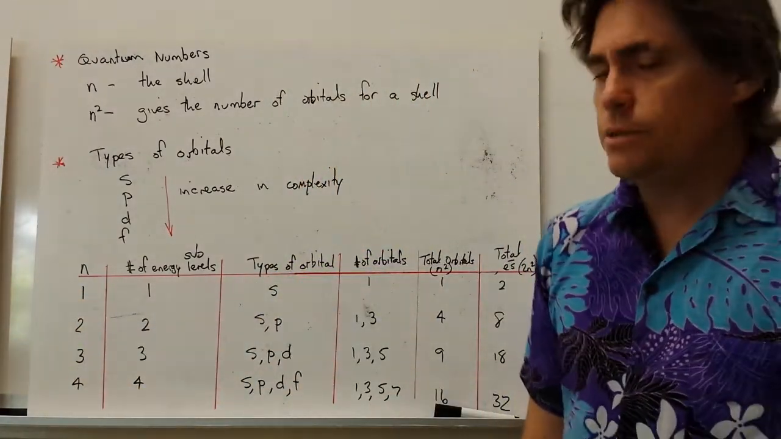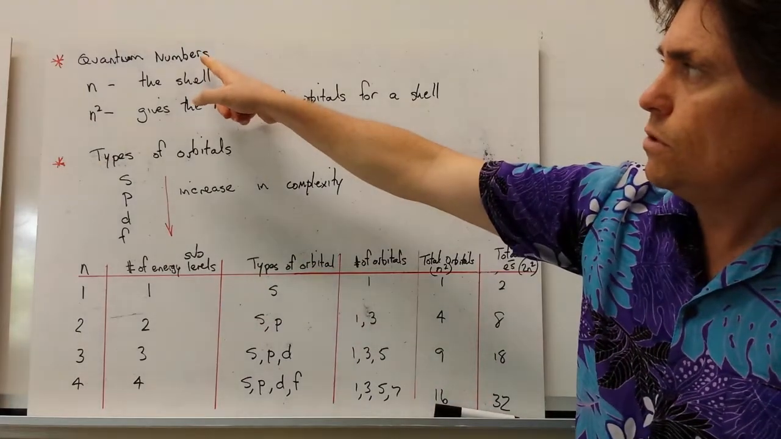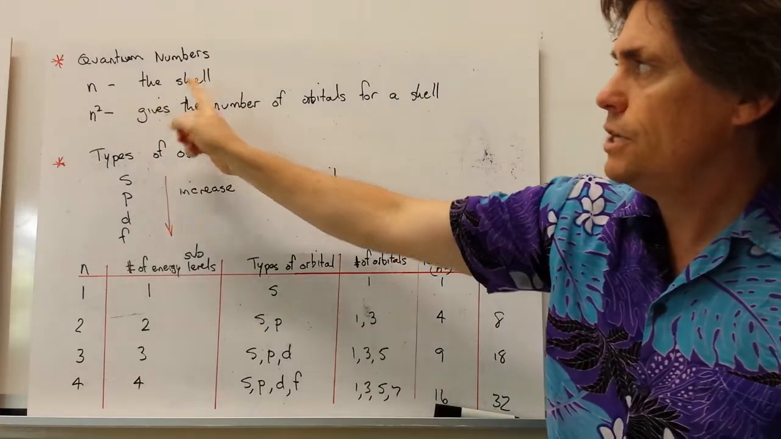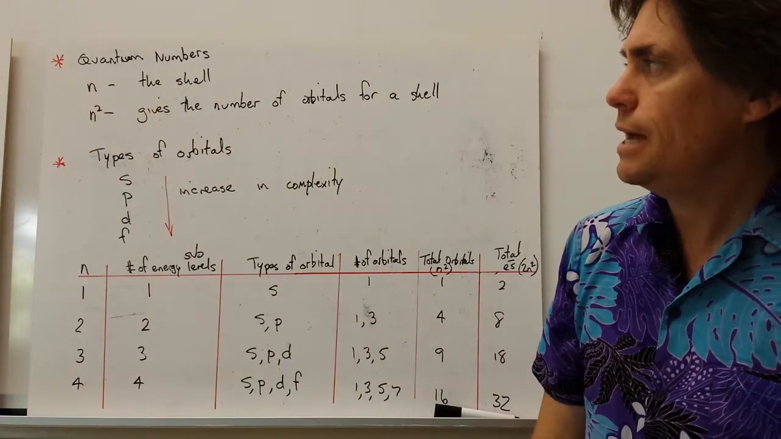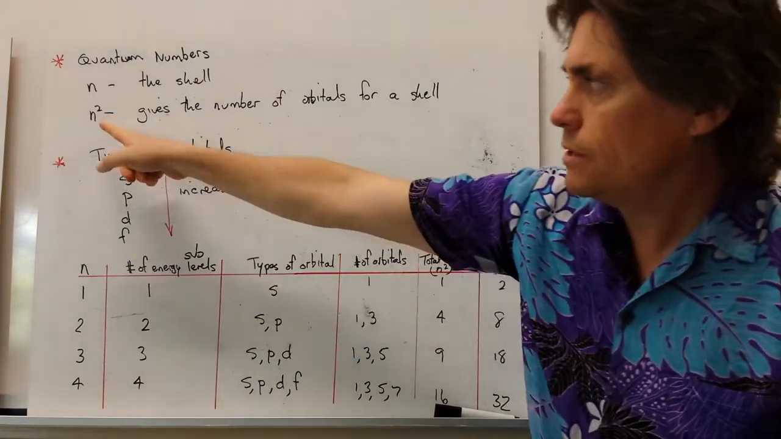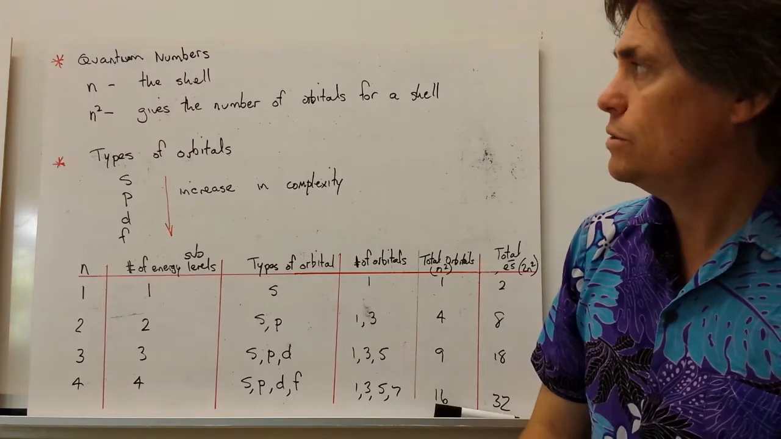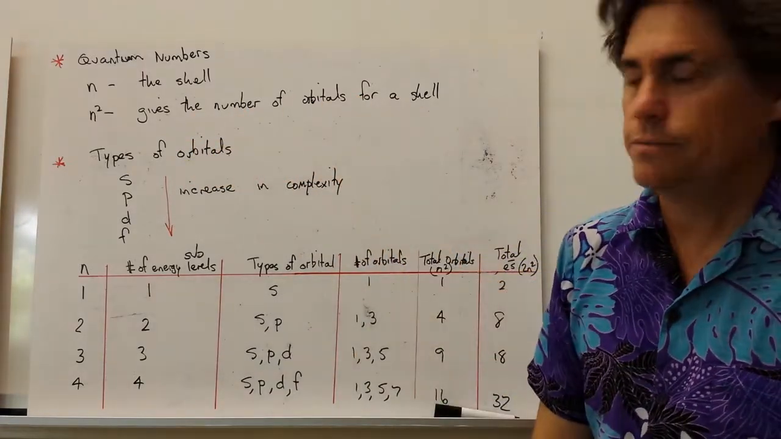So there are some numbers that we need to have a look at, or some definitions. First of all, we've got what's called quantum numbers. And n, as we said before, represents the shell or the energy level within an atom. We've also got n squared, so if we square whatever energy level it is that we're talking about, it gives us the maximum number of orbitals for a shell.